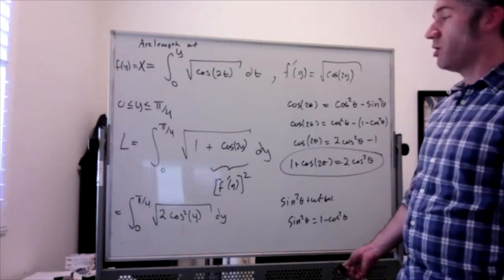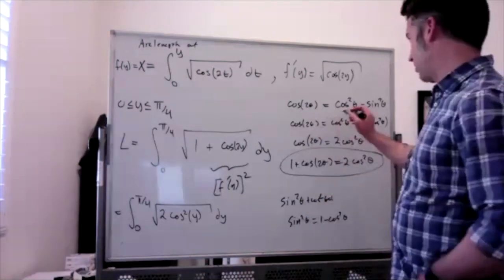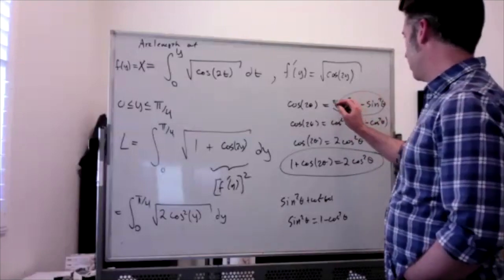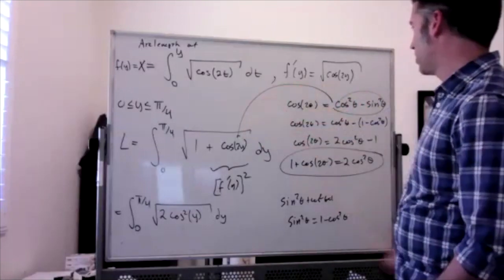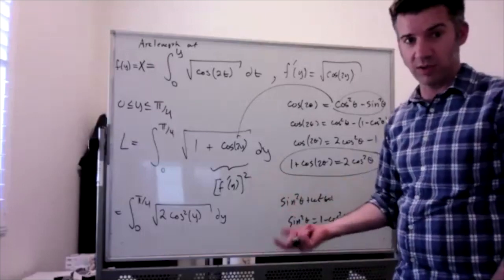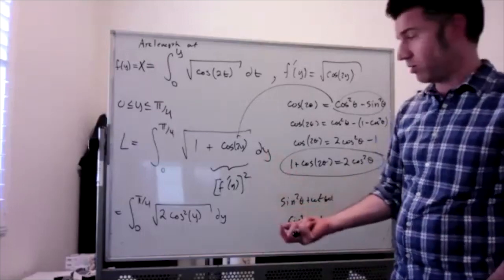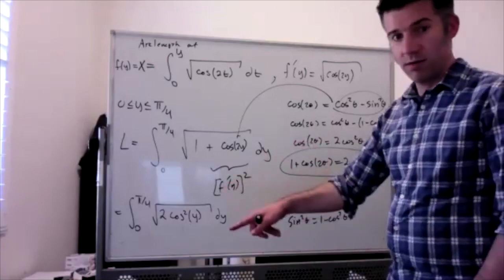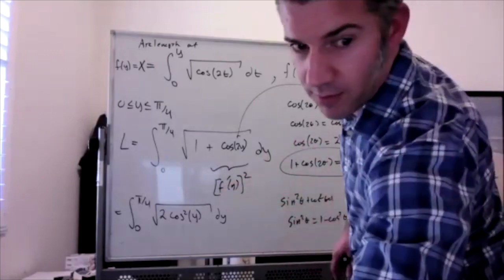You could also, if you wanted to, start by just plugging this in for it. You'd be like, oh, that's 1 plus cosine squared minus sine squared, but then 1 minus sine squared is cosine squared. So you get cosine squared plus cosine squared, which is 2 cosine squared. Either way.